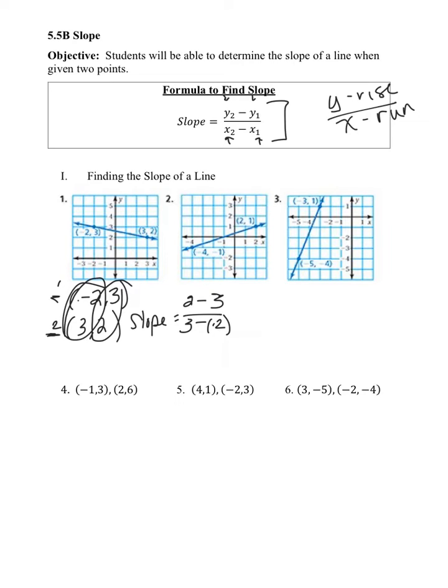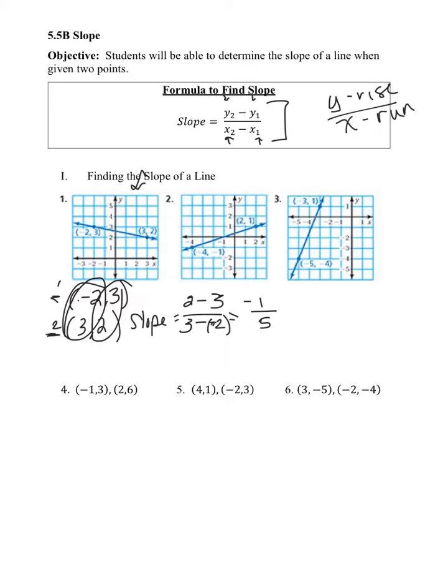So to find the slope of this first line, yes, you can count up and over. You can count up, rise 1, and then run however many. But this lesson is going to be all about using the formula. So we're going to use math behind it. So 2 minus 3 is negative 1. 3 minus negative 2, definitely use your calculators, is 5. So the slope of this line is negative 1 over 5.